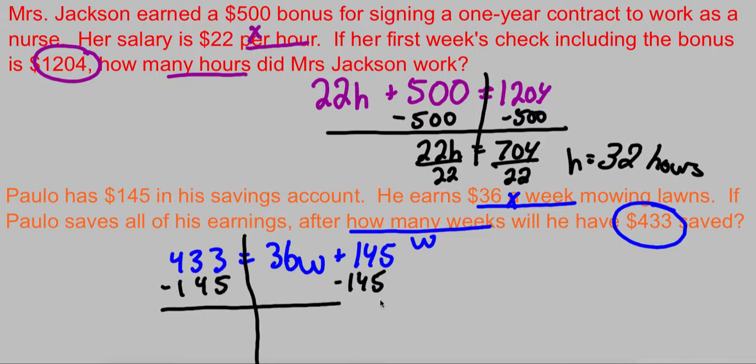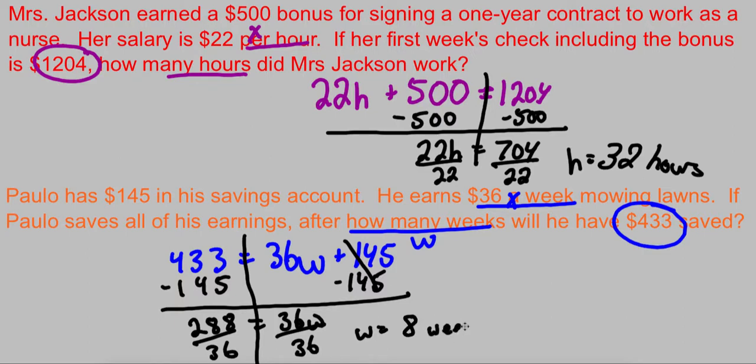So in this case, 288. I want to subtract that away, and I get 36W is equal to 288. And then I'm going to divide by 36 because they multiplied by 36. W equals 8. So you have to mow lawns for 8 weeks in order to save enough to get to his total of $433.